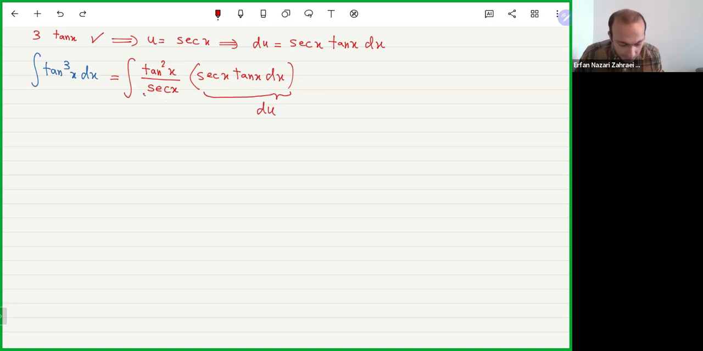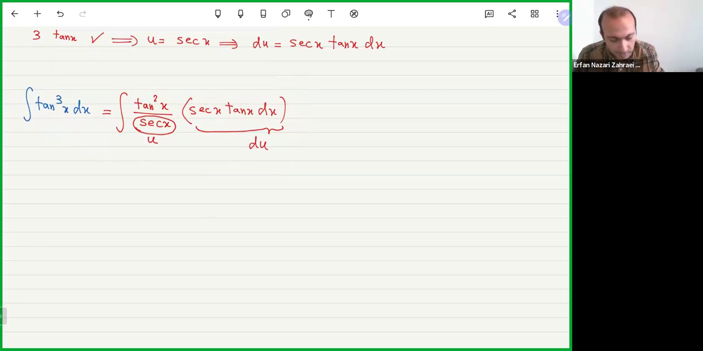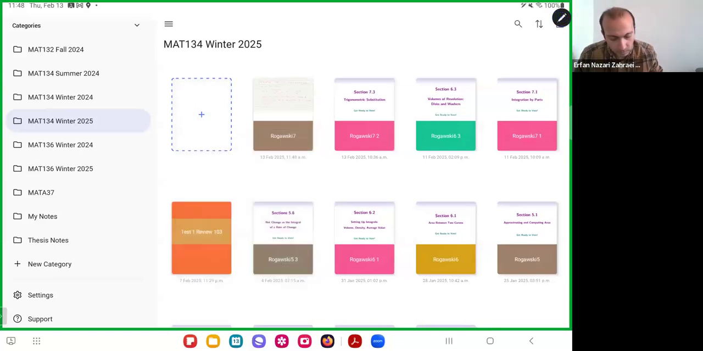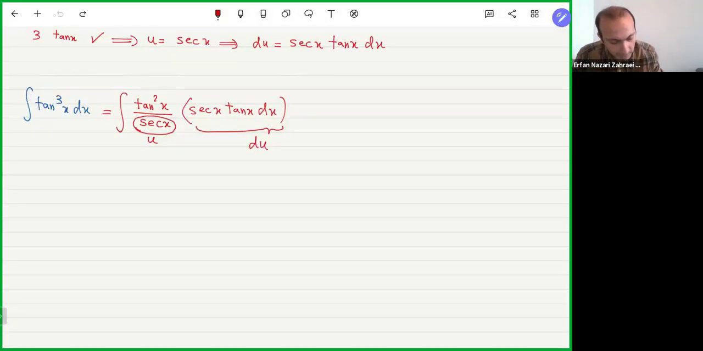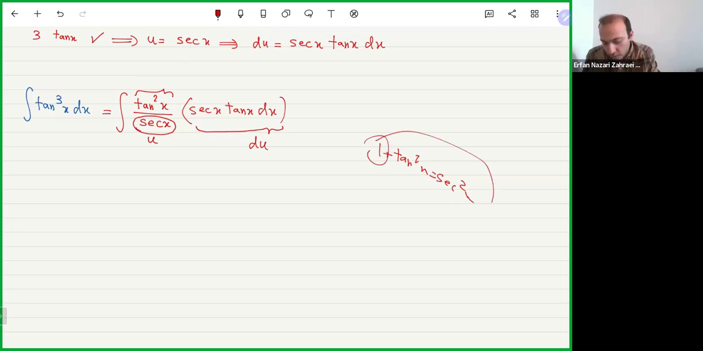Converting into u in the denominator is simple. That's just u. But in the numerator, this one, tangent squared, I need to write it in terms of secant. So what should I use? The identity that we have used before as well. 1 plus tangent squared equals secant squared. So tangent squared, moving 1 to the other side, is secant squared minus 1.